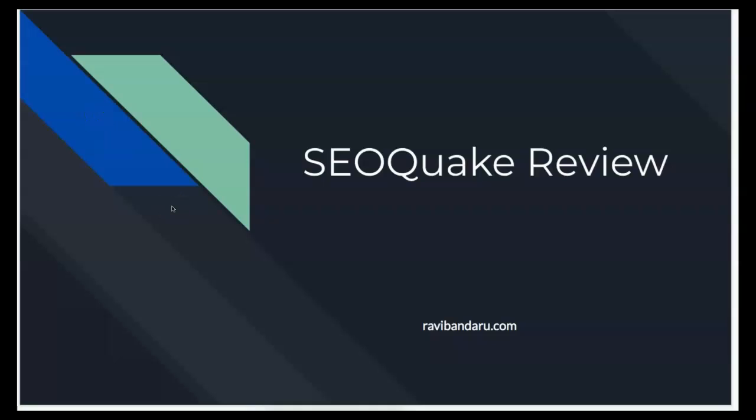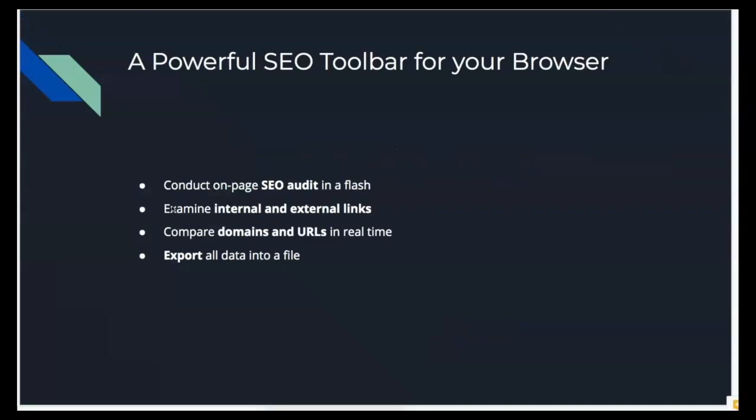In this video, we're going to cover the SEOquake toolbar. This is a powerful SEO toolbar which collects data on the fly. Some of the features of the toolbar are: we can conduct an on-page SEO audit in a flash, examine internal and external links for the website, and compare domains and URLs in real time for your domain and also for competitor domains. The good thing is you can export all data into a file using this toolbar.